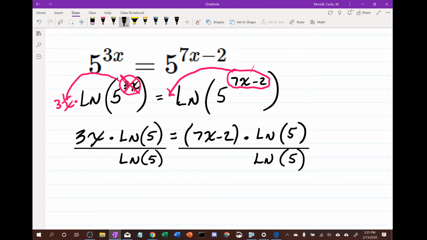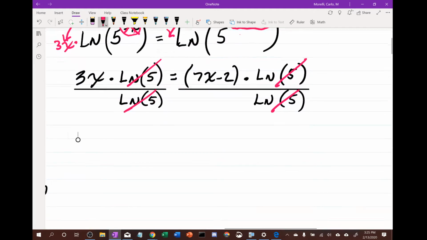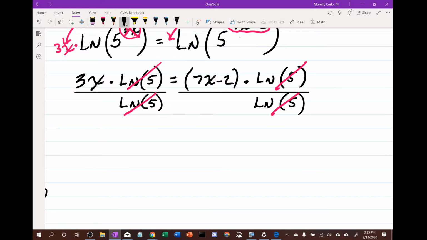Okay, now look at this. Y'all watch. Here it comes. This is the magic happening. We're going to cancel out all the ln 5s that we see. They're gone now. Okay? Now you just write 3x equals 7x minus 2. We're not done.